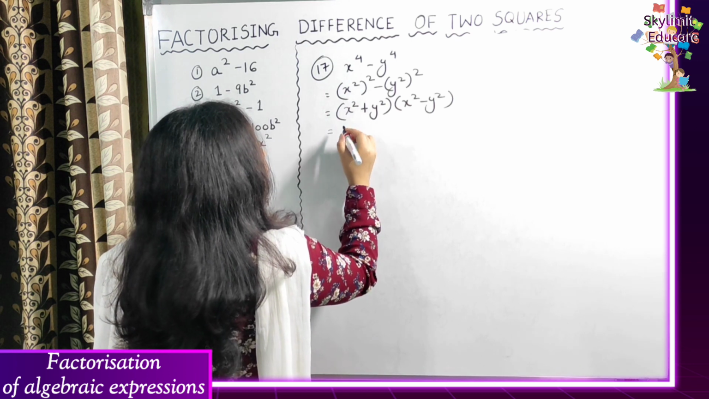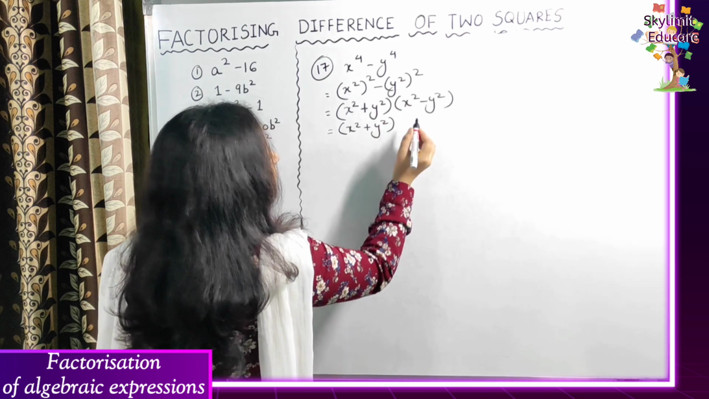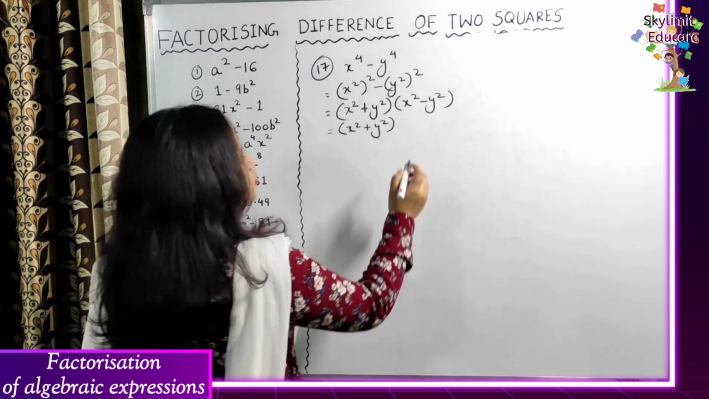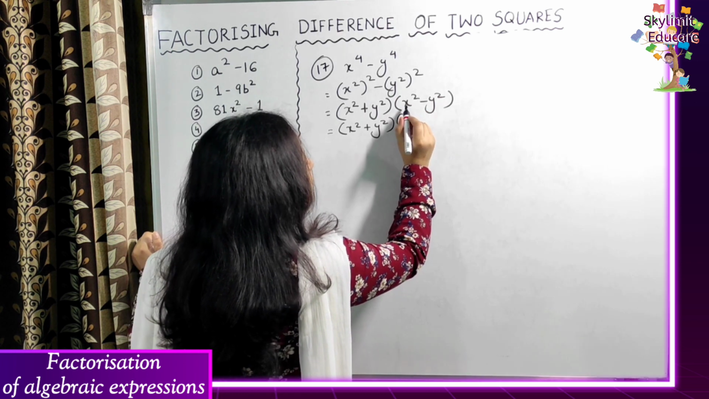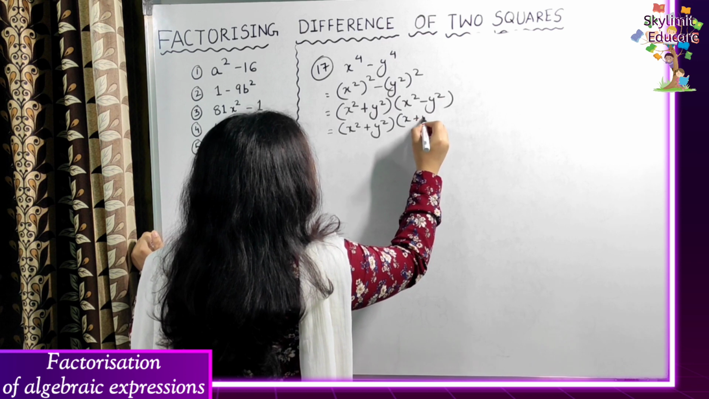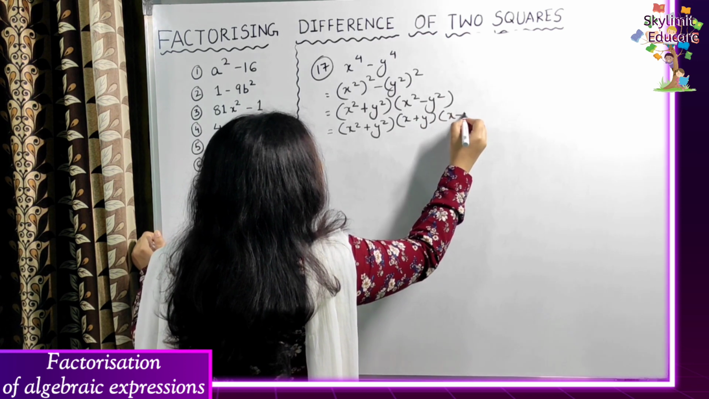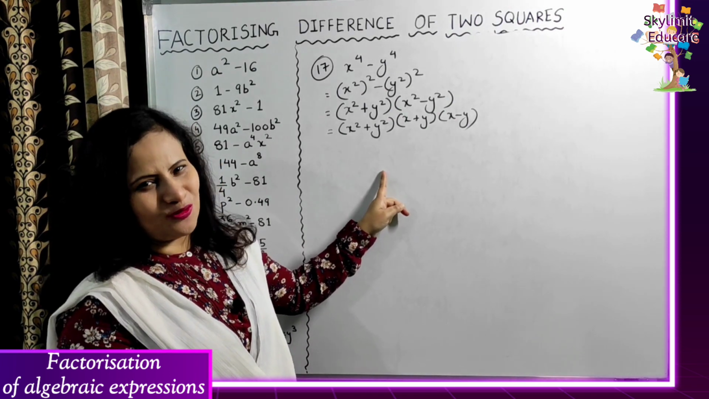Now this is the addition of two squares, so it cannot be factorized, but this is the difference of two perfect squares, right? So it can be factorized further. The square of a minus the square of b. So what is a? A is x. What is b? B is y. So it is x plus y multiplied by x minus y. I hope the idea is getting clear to you all.